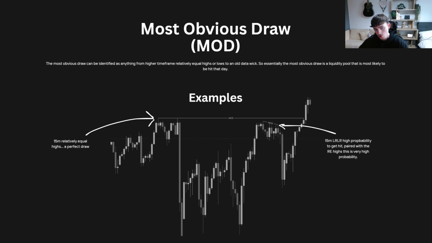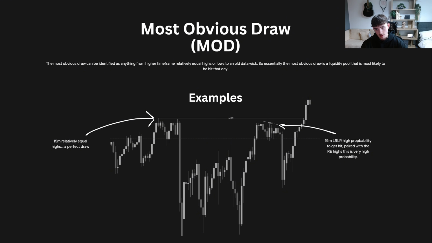You also want to find your most obvious draw. The most obvious draw can be identified as anything from higher time frame relatively equal highs or lows, to an old data wick. So essentially the most obvious draw is a liquidity pool that is most likely to be hit that day. 15-minute relatively equal highs is a perfect draw.